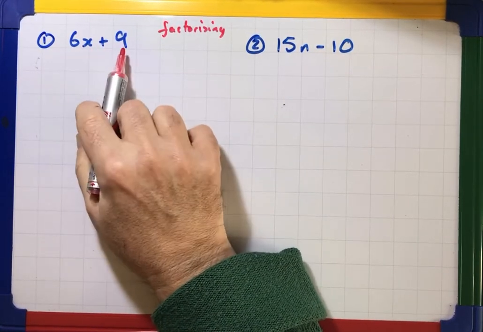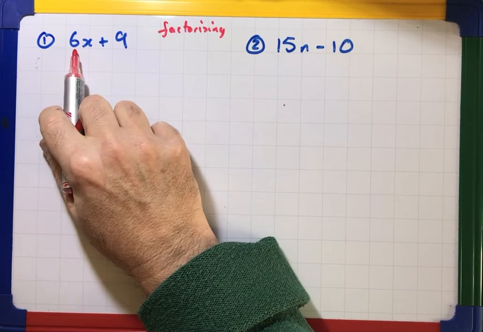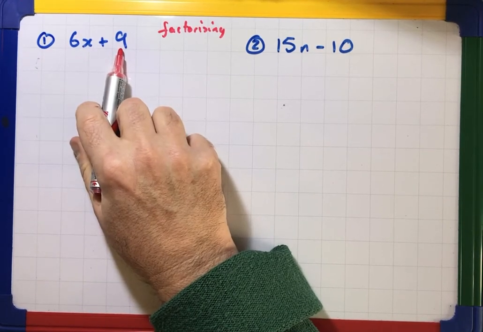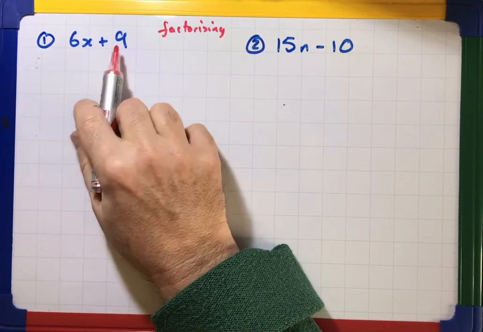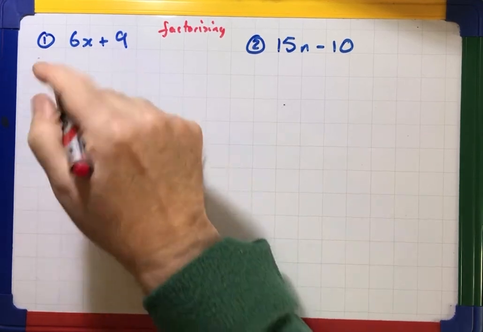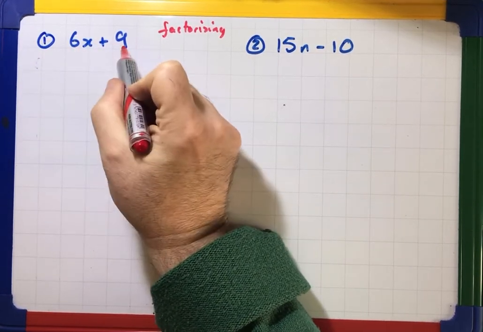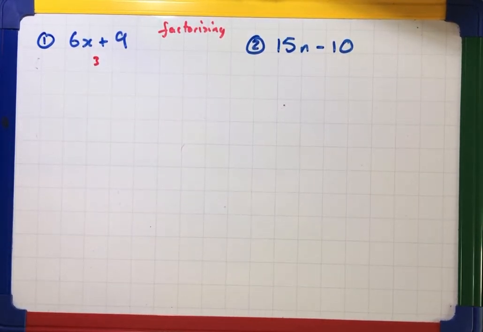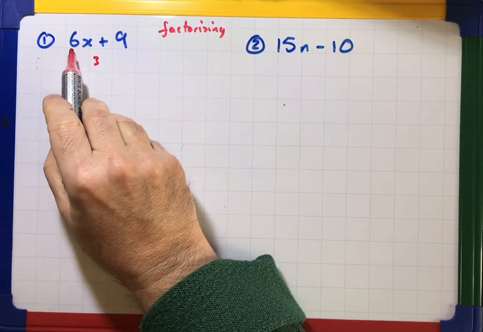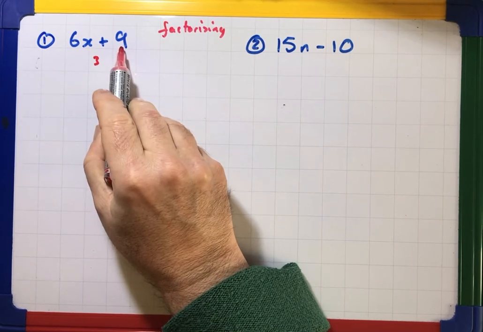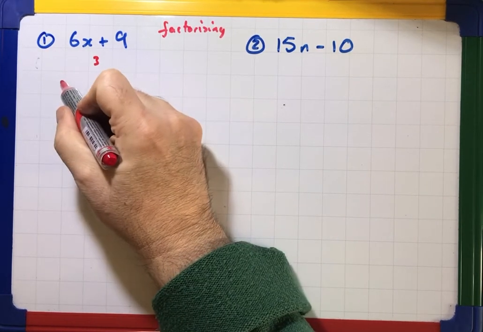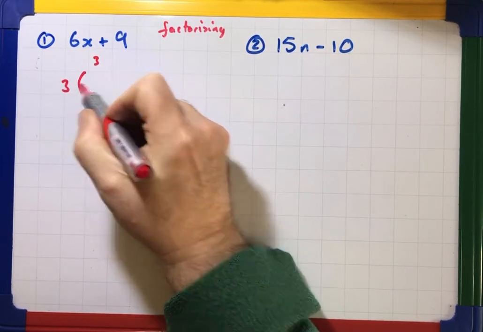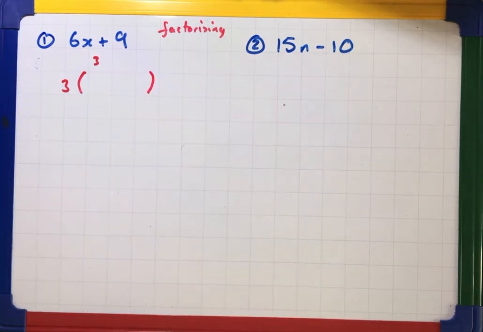A little bit trickier this time, and look, 6 doesn't go into 9, does it? So we're not going to write it as 6 times. The biggest number that goes into 6 and 9 is 3, isn't it? Yes, that's the biggest number that goes both into 6 and into 9. So we're going to put a 3 on the outside of our bracket.